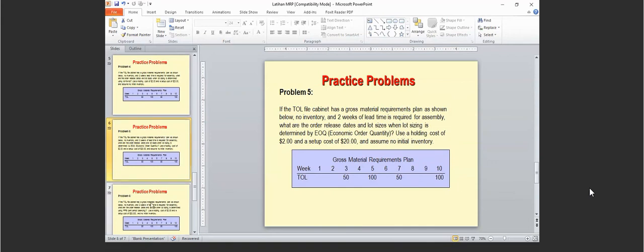And for problem 6, we are still using the same gross requirement for the tool, but with a different lot sizing technique. We're using part period balancing for problem 6. And for problem 5, we have economic order quantity.